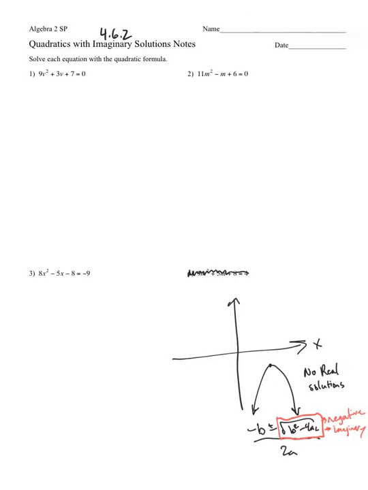So these have imaginary solutions. If you plug it into the quadratic formula, we're going to see under our square root a negative number. We're going to use the imaginary unit i to simplify it the rest of the way. They still don't have any real solutions, but they do have imaginary solutions. So let's see how this works.